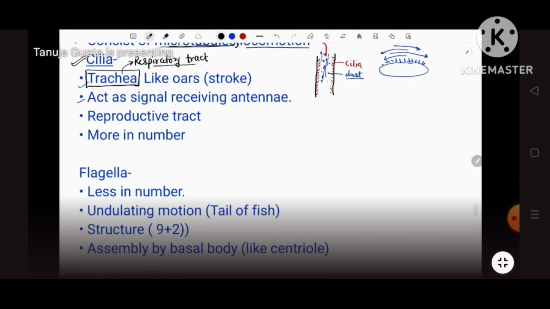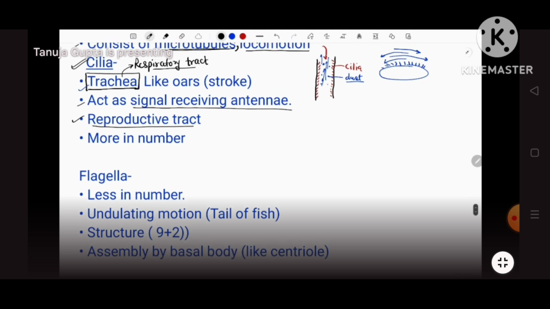The second one is what? It also acts as a signal receiving antenna. They receive signals from the environment. So they work like an antenna. Again, one more is the reproductive tract. If I talk about the female reproductive tract.